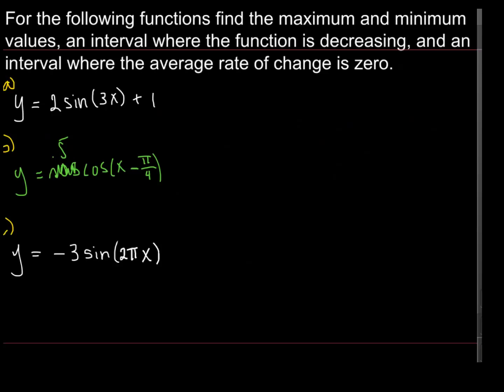So the maximum and minimum values, those are pretty easy to find without graphing our function. There are certain things that we note about these different functions which will allow us to figure out the maximum and minimum values. The interval where they're decreasing or increasing and where the average rate of change is 0, those are much easier to see if we have a graph.